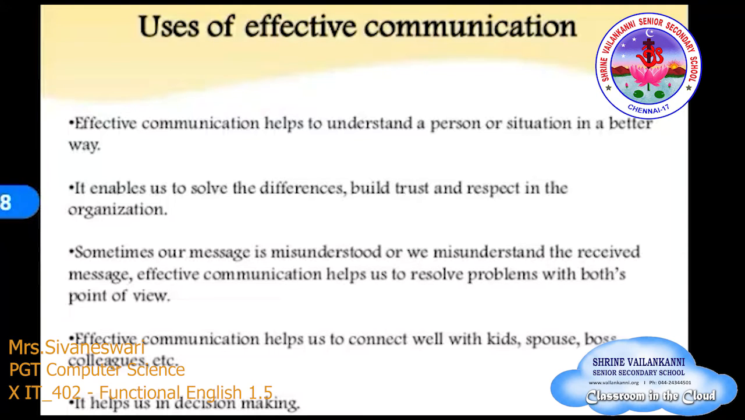Sometimes our message is misunderstood or we misunderstand the received message. So this is sorted out using effective communication. Effective communication helps us to connect well with kids, spouse, boss, colleagues, etc. It also helps in decision making.